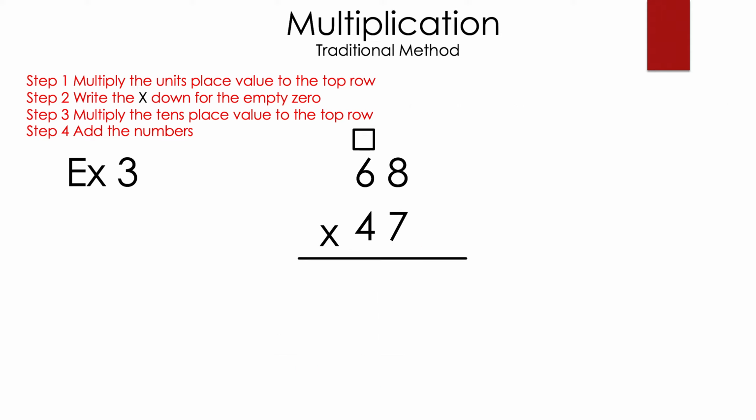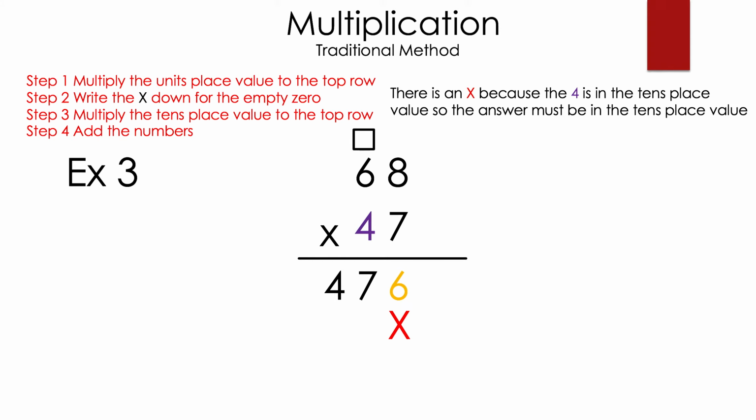Example 3, 68 times 47. So we're going to do 7 times 8, which is 56. We're going to rearrange it to 50 plus 6. That means we have 5 full tens and 6 left over. So we're going to bring up the 5 and bring down the 6. So now we need to multiply the last place value, which is 6, and add the 5, and you get 47. Since there's nothing else to multiply, bring it down, and now we need to multiply.